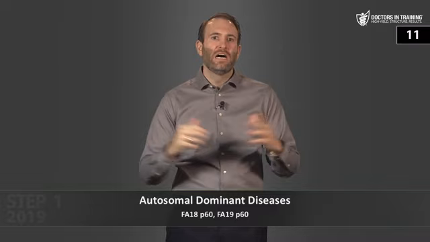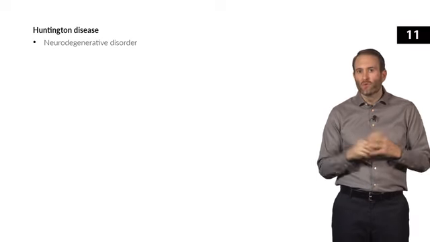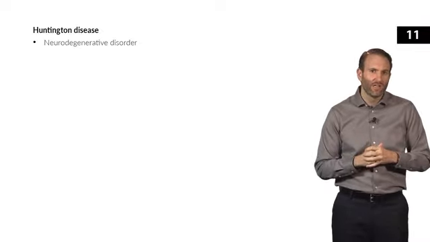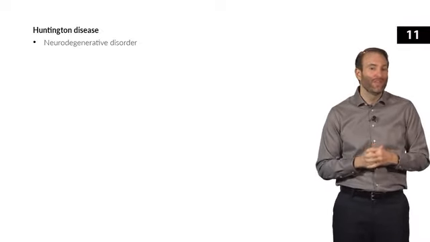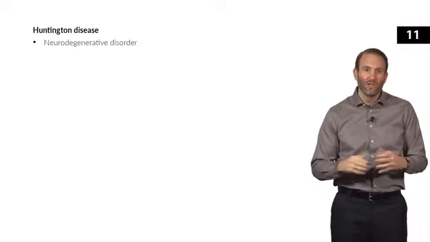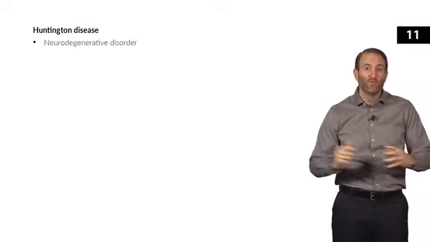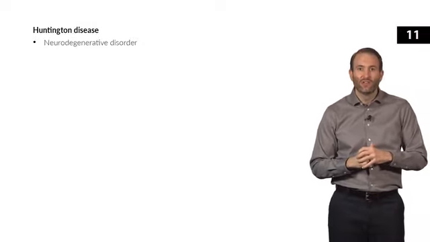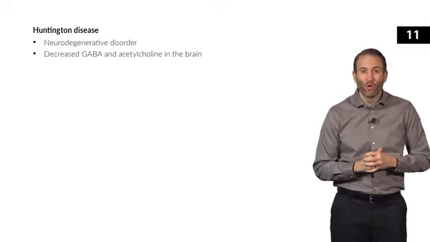So next, let's hit Huntington disease. So this is a neurodegenerative disorder that affects muscle coordination and also results in cognitive decline and psychiatric problems. So patients will have depression, progressive dementia, chorea, the very wild movements, and caudate atrophy. And also you're going to see a decreased level of GABA and acetylcholine in the brain.